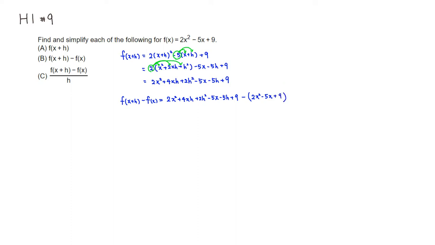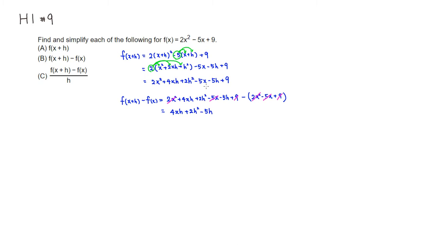Then we can just cancel. So you have 2x squared minus 2x squared, and then we have negative 5x minus negative 5x, and then we have 9 minus 9. So what's left is 4xh plus 2h squared minus 5h.